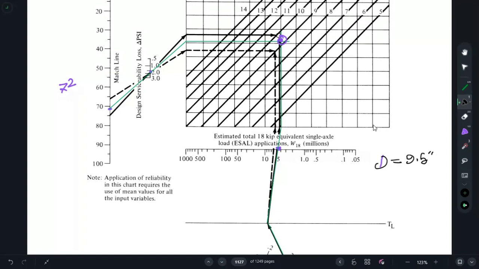So the design of rigid pavement is just the use of the chart, and you just consult the chart and you can find out the depth of any rigid pavement using it.